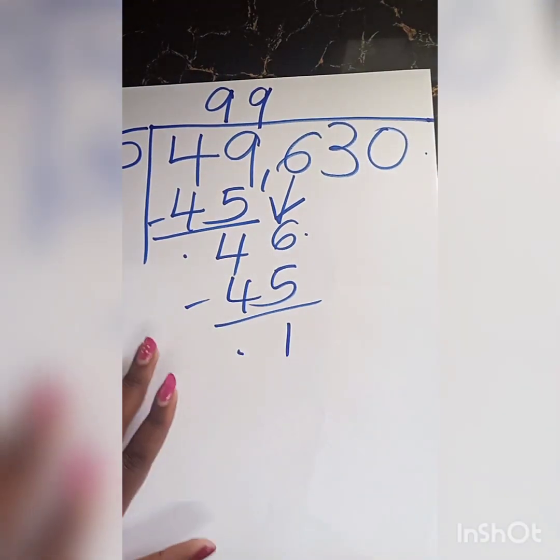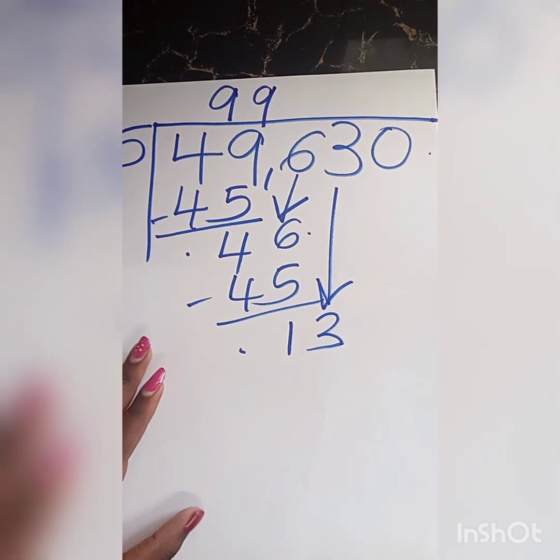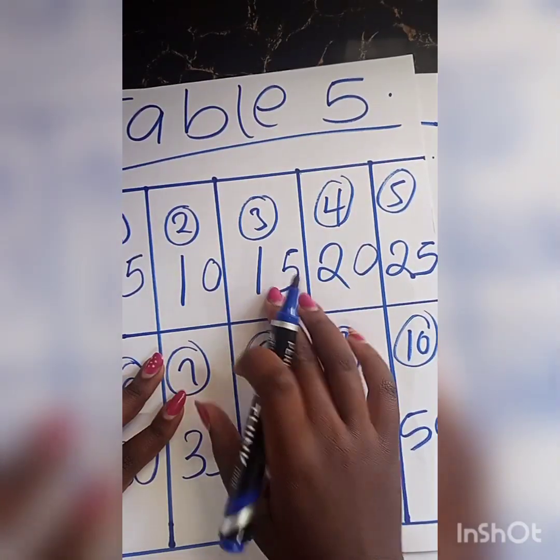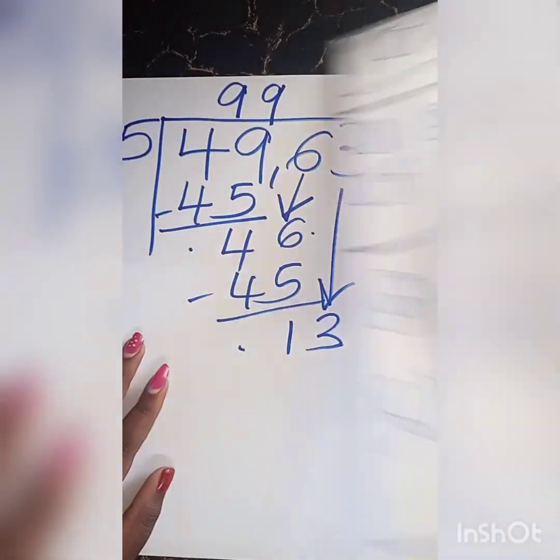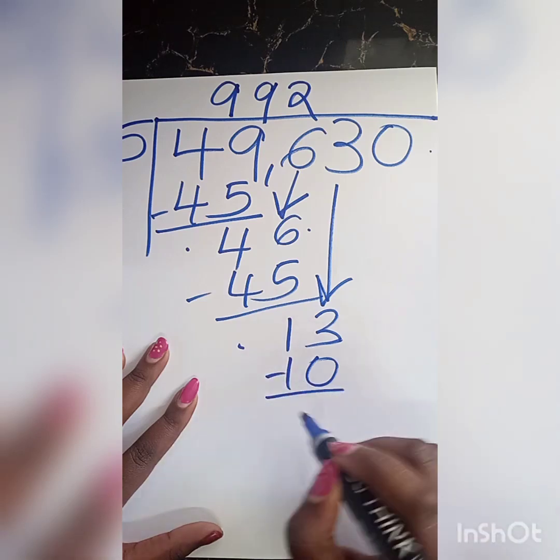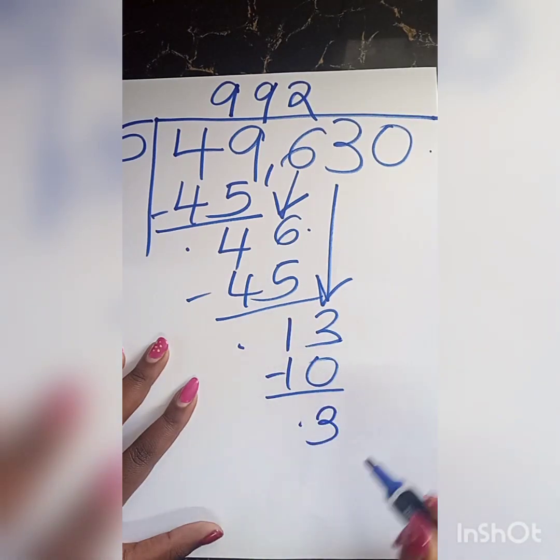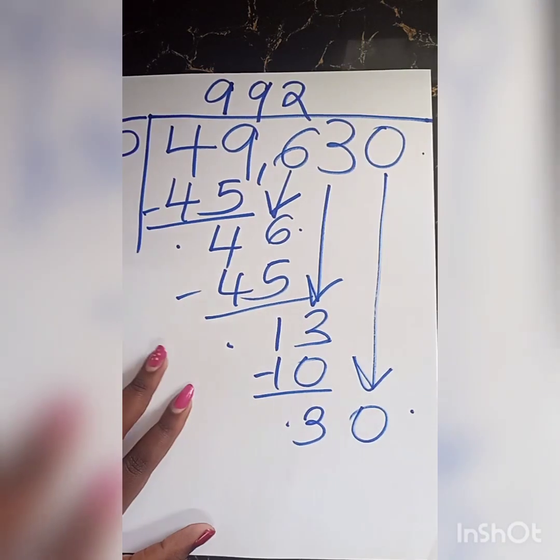When you drop the 3, you have 13. 13 is in between 10 and 15. So we'll write a 2 because 10 is less than 13. So 2 times 5 is 10. 13 minus 10 is 3, and 1 minus 1 is 0. So when you drop the 0, we have 30.